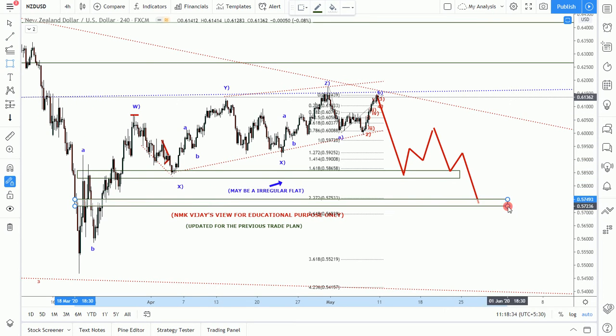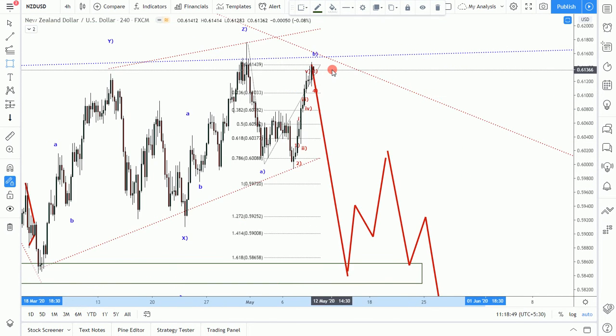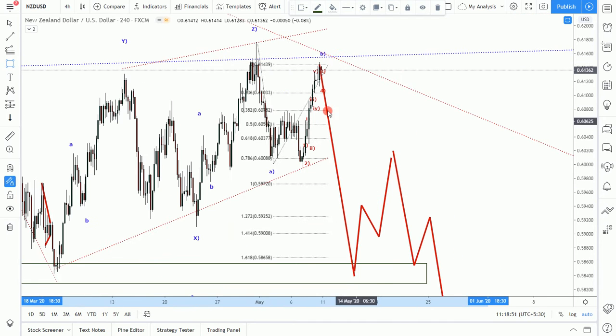So this is my plan, according to me, and I already took a short in AU and NU at the top here. So let's move on to that. Next week we will see how it moves. Next we will move on to USD JPY.